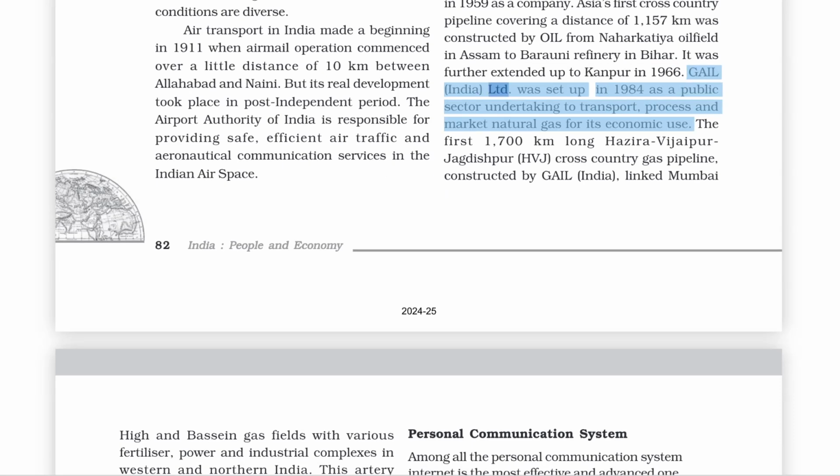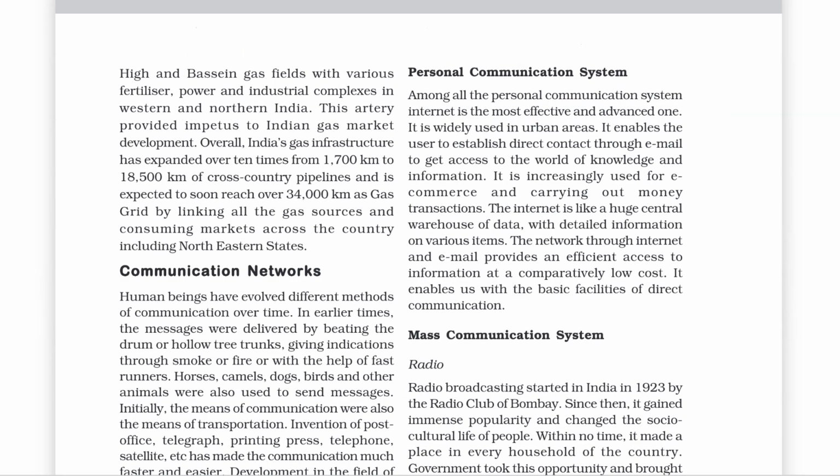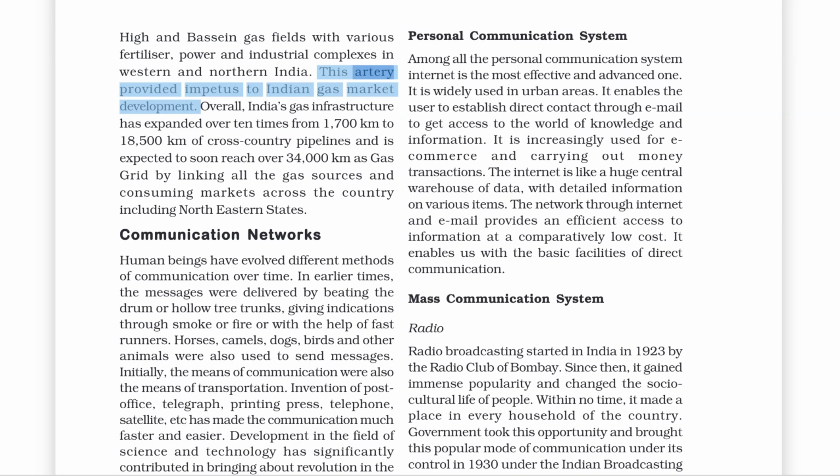GAIL India Ltd. was set up in 1984 as a public sector undertaking to transport, process and market natural gas for its economic use. The first 1,700 kilometers long Hazira-Bijaipur-Jagdishpur, HBJ, cross-country gas pipeline, constructed by GAIL India, linked Mumbai High and Bassein gas fields with various fertilizer, power and industrial complexes in western and northern India. This artery provided impetus to Indian gas market development.